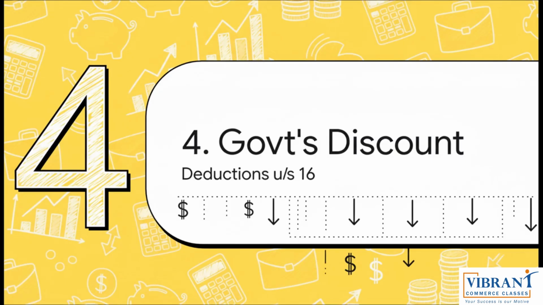Okay, so we've added up all our income components. Now, for the good part. It's time to claim some discounts from the government. These are the deductions under Section 16, and they get subtracted directly from your gross salary.